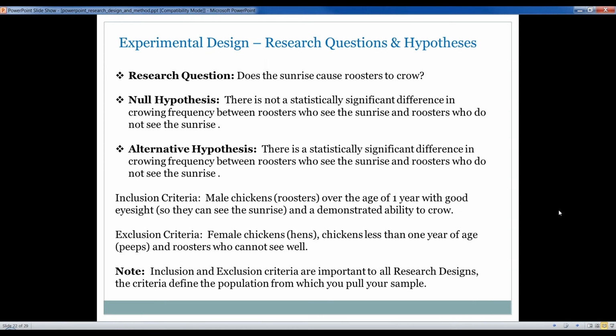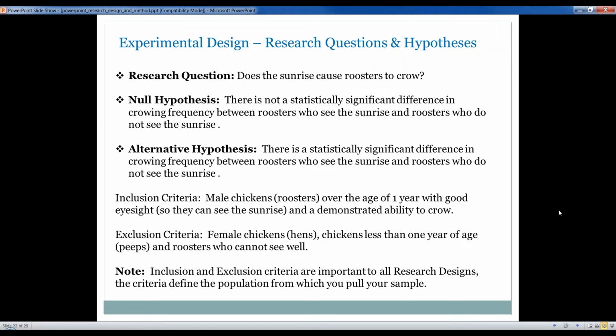So here's our research question. Does the sunrise cause roosters to crow? And our null hypothesis is that there's not a statistically significant difference in crowing frequency between roosters who see the sunrise and roosters who do not see the sunrise. So we're going to say there's no difference. The sun doesn't make any difference, or they crow the same amount, because roosters crow, right? So we're basically thinking, okay, the ones that see the sun don't crow any more than the ones that don't.